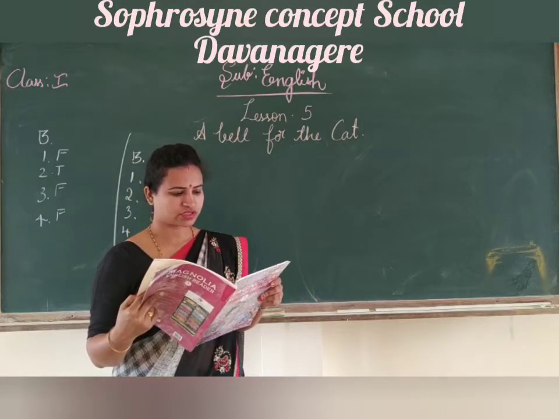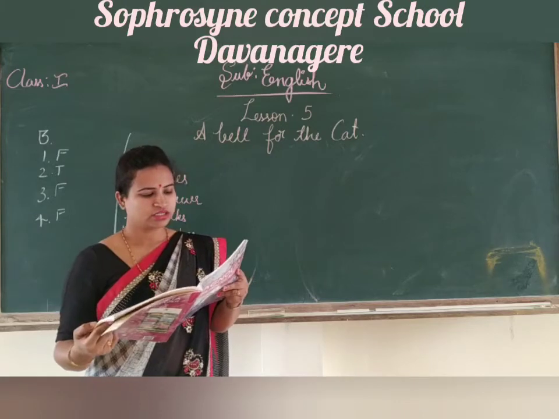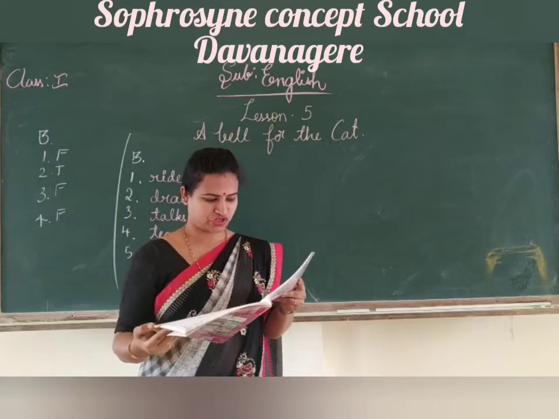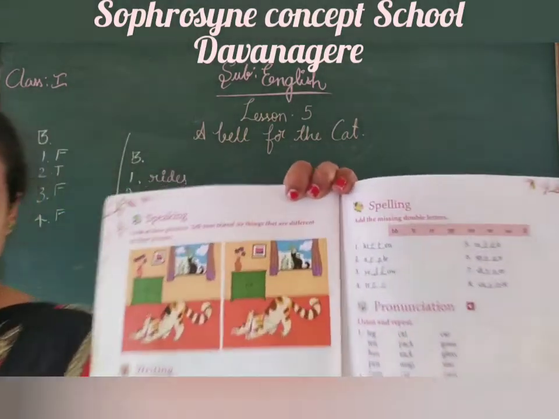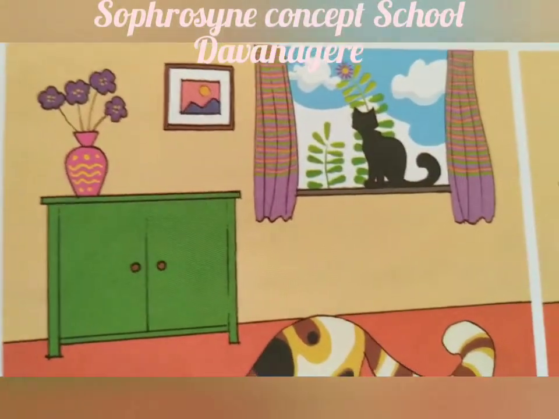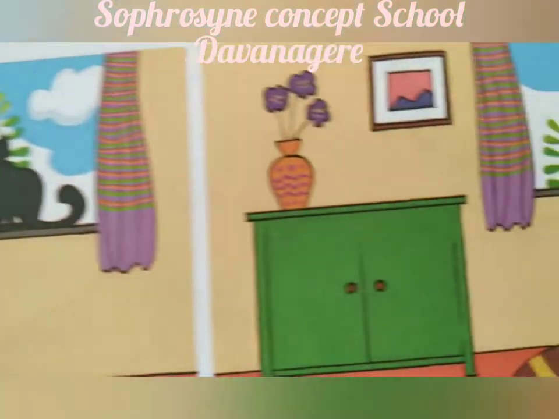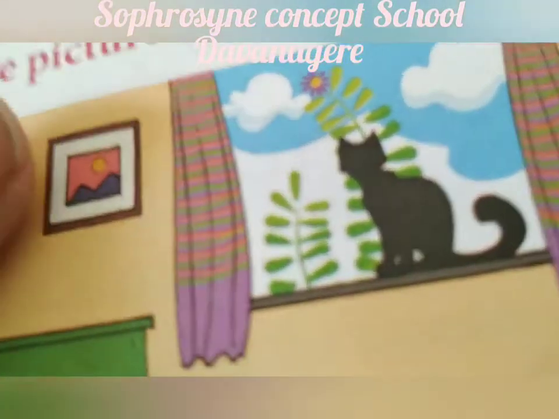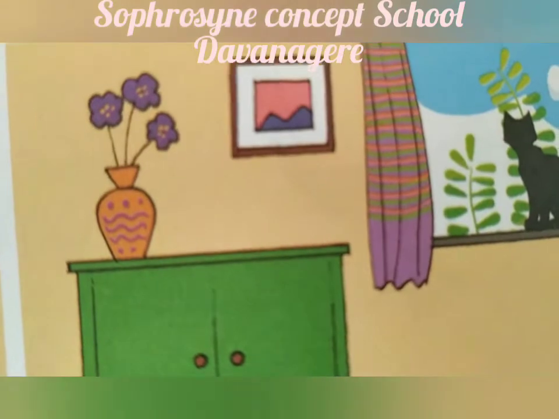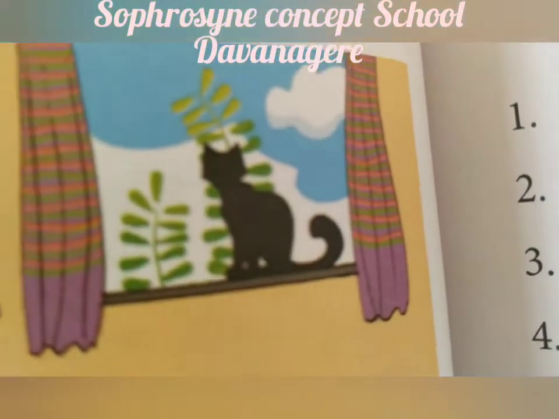See, look at this picture, tell your friends six things that are different in this picture. By seeing this picture, you have to identify the difference. What is the difference here? See, these flowers are in purple here. Here, three flowers. Here, four flowers. And this one here, sun is there in this photo frame. But here, no sun picture. And here, no flower.